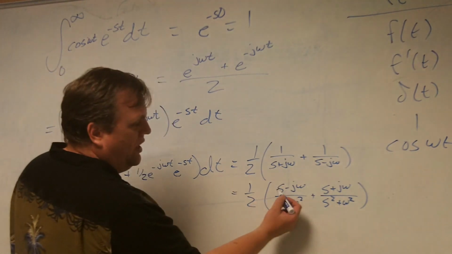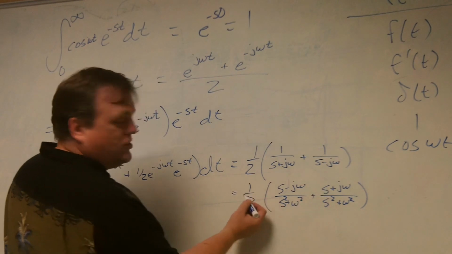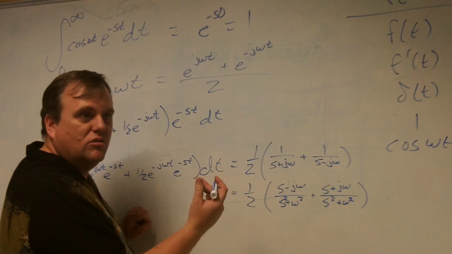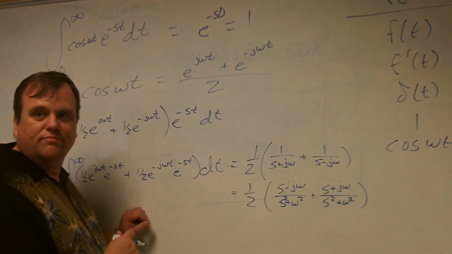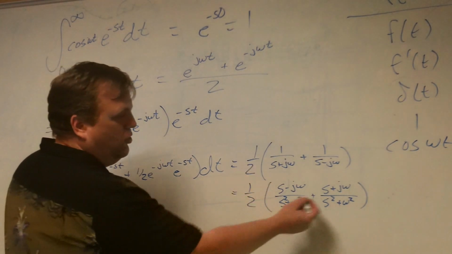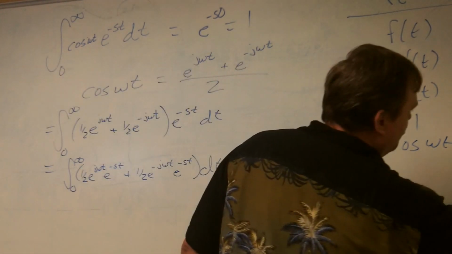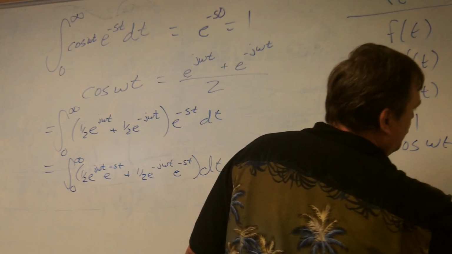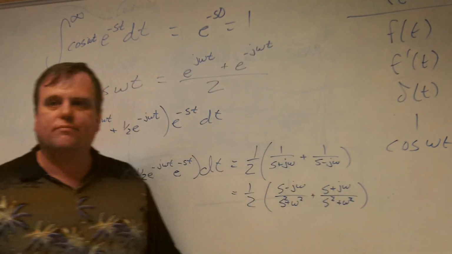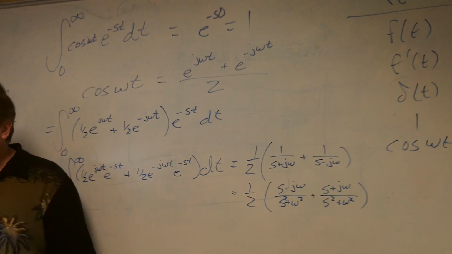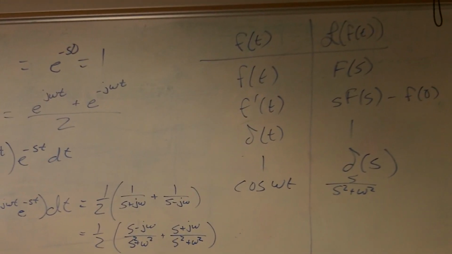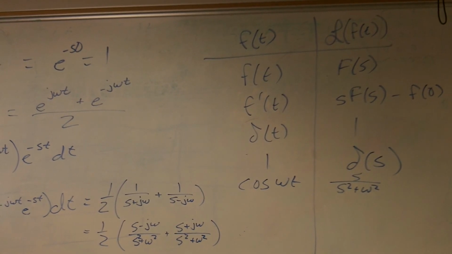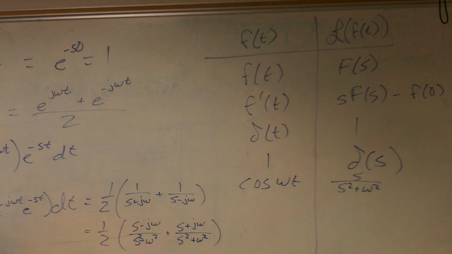Common denominator, I get s plus s is 2s times 1/2. I just get s. Minus j omega plus j omega is 0. So I just get s over that bottom.